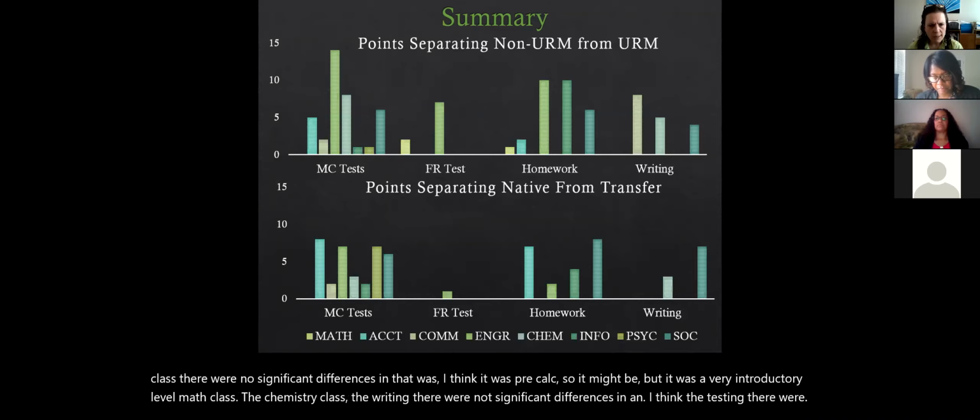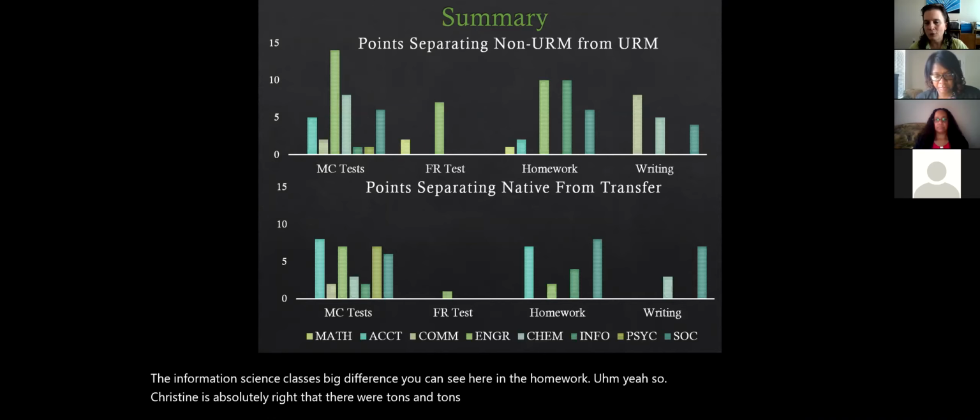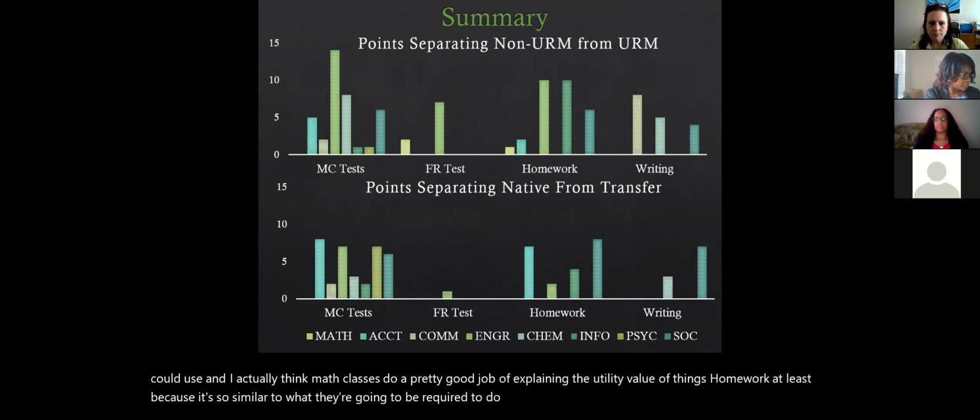The information science class, there was a big difference you can see here in the homework. Christine is absolutely right that there were tons and tons of STEM classes that we couldn't use, but there were classes that we could use. And I actually think math classes do a pretty good job of explaining the utility value of things like homework, at least, because it's so similar to what they're going to be required to do on tests.